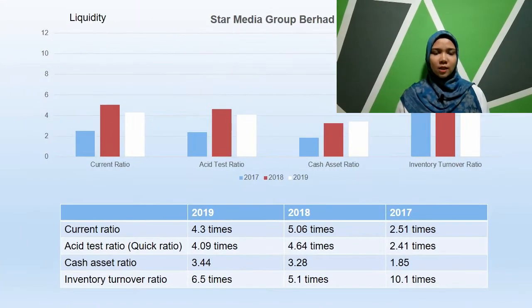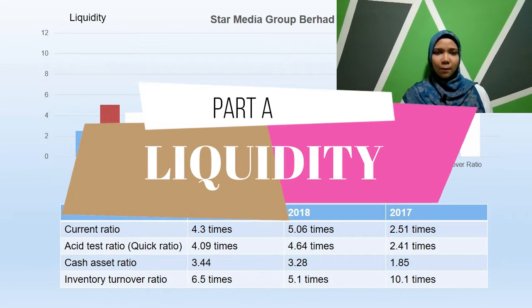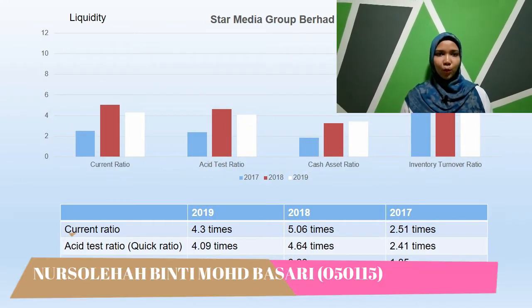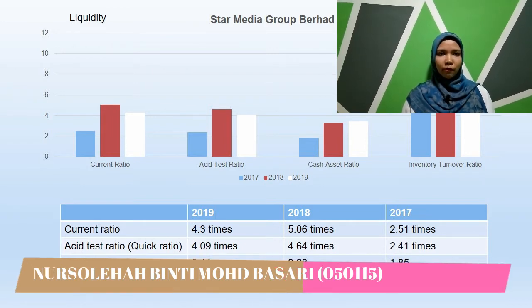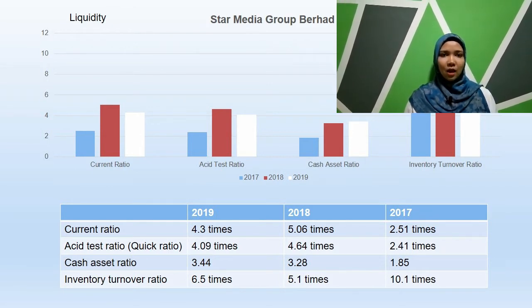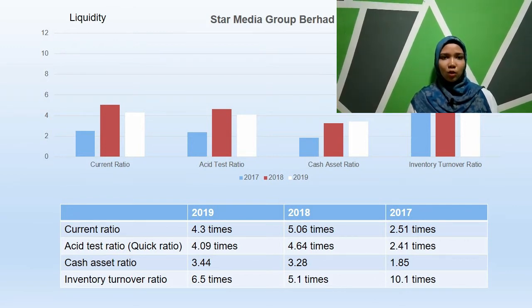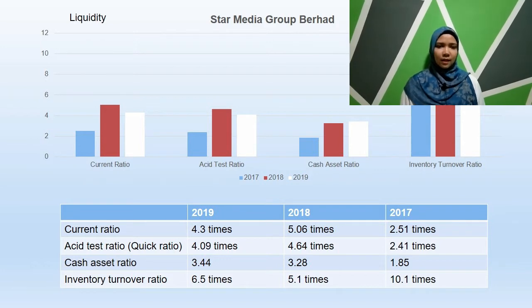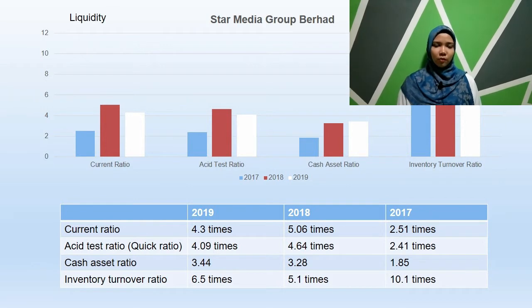Based on the chart of Star Media Group Berhad, their current ratio shows that the company has the ability to pay debt due within 1 year. The quick ratio shows that the company is able to pay its current liabilities without needing to sell its inventory. As for the cash asset ratio, a ratio above 1 means that the company will be able to pay its current liabilities using cash and cash equivalents.